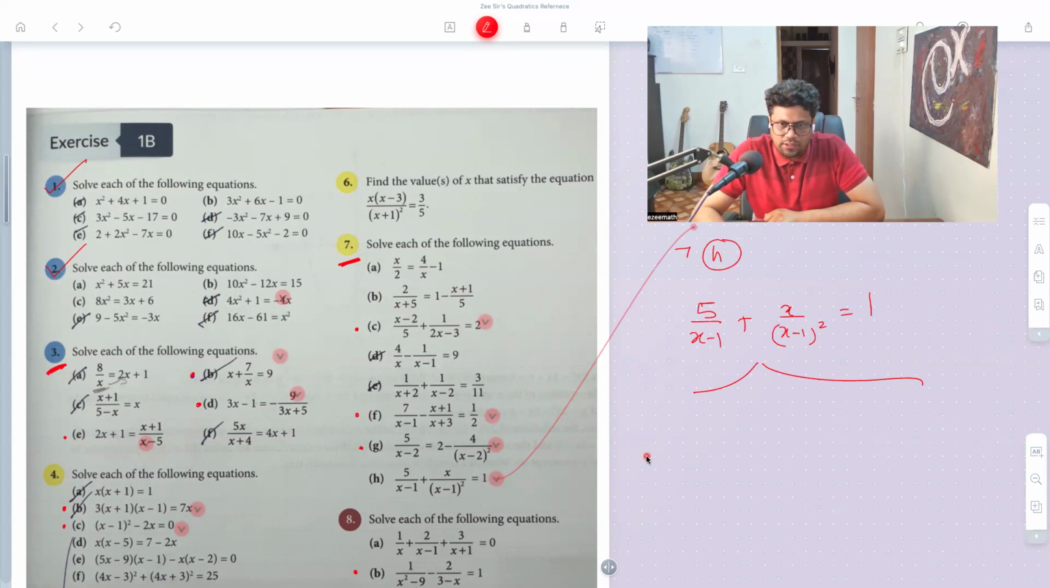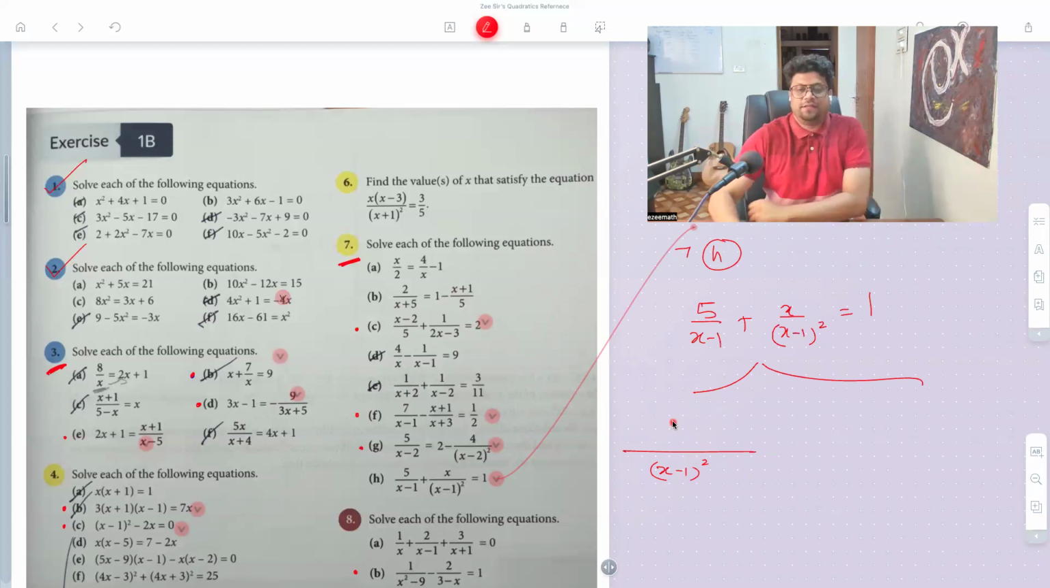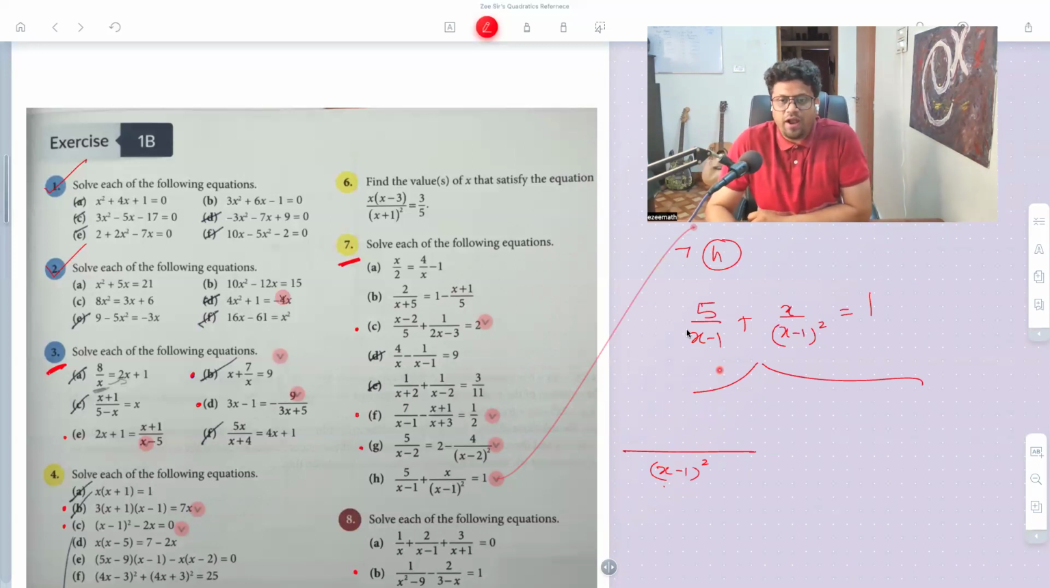Either you take the LCM of (x − 1)² in the denominator here, like we have been figuring out the LCM in the previous questions. (x − 1)² divided by (x − 1) gives you x − 1. That x − 1 multiplies with the 5. So I'm going to highlight it: this whole thing being the LCM, divided by that gives you x − 1. That x − 1 multiplies with the 5, and you're going to end up with 5 times (x − 1) here.